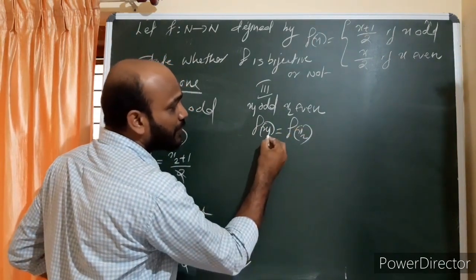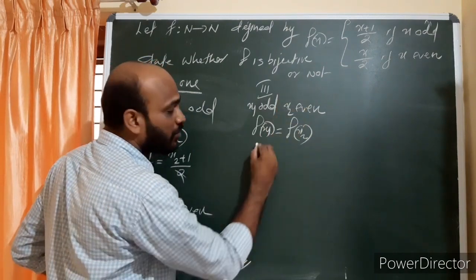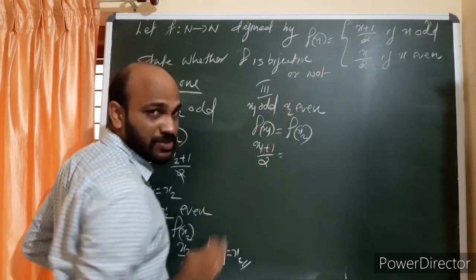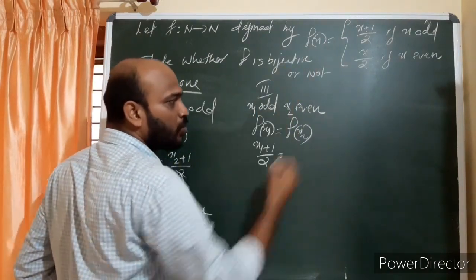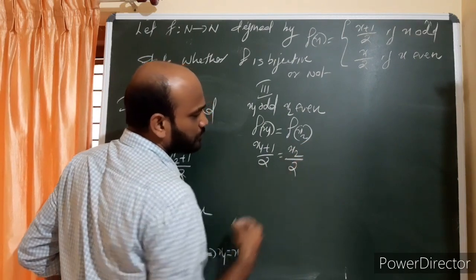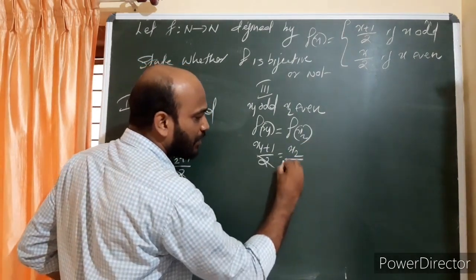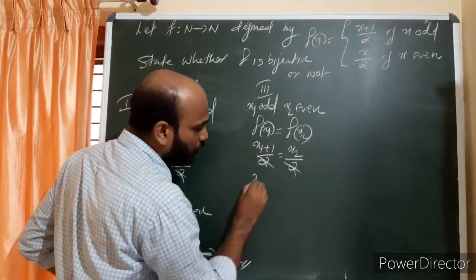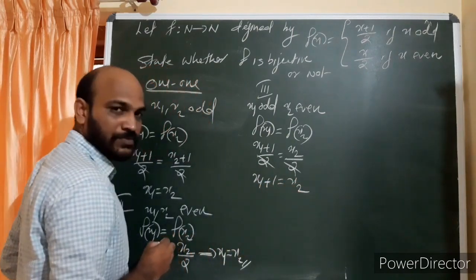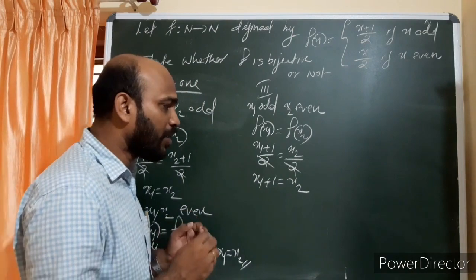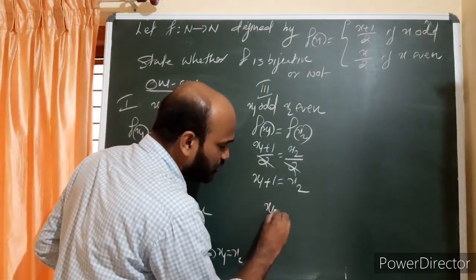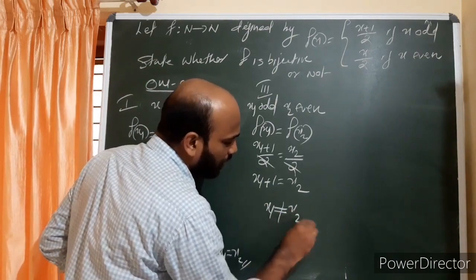f of x1 will be, since x1 is odd, x1 plus 1 by 2. Right, first definition you have to use. And since x2 is even, f of x2 will be x2 by 2. You can cancel the denominator, so we will get x1 plus 1 equal to x2. So what about your conclusion? x1 equal to x2 or x1 not equal to x2? Clearly, x1 is not equal to x2.